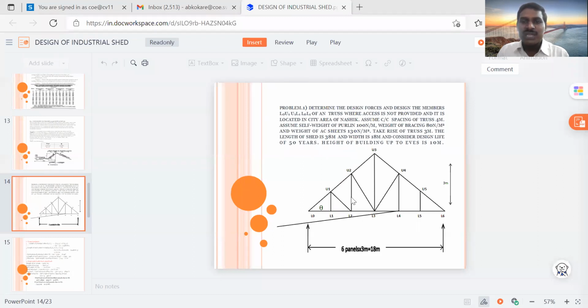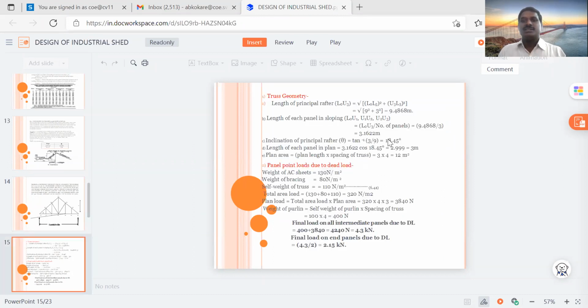We have to calculate this L0 L3. If we take the under root of L3 U3 square plus L0 L3 square, we'll get this inclined length. So this is so easy. How to calculate the length of the principal rafter? By taking the under root of these two lengths. So here we got 9.48 meter, the length of the principal rafter.